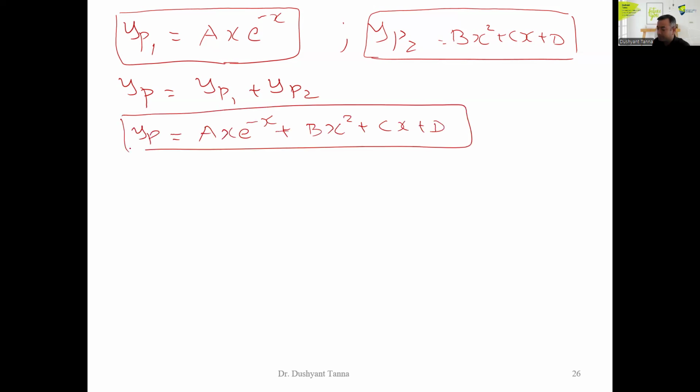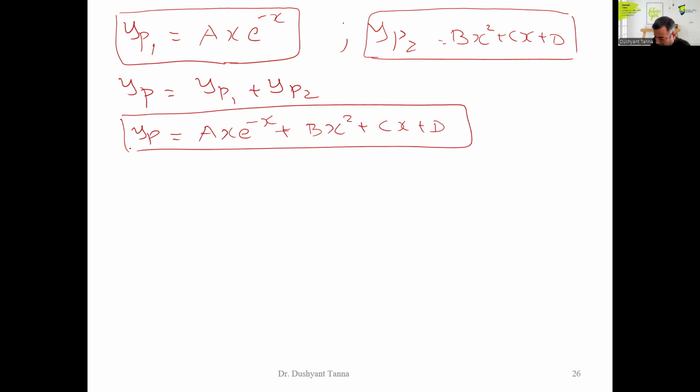Once you got your YP, that's it. This was the only tricky part, that you had two separate forms. If they multiply, one of the forms from the table applies. Since they were in addition, you have to split them up. That's your exponential, one form, that's your polynomial, second form, and combine the YP. Fine, we got YP. What is our next step? YP dash, YP double dash, put it back in the equation, compare the coefficients, you'll get A, B, C, D, everything. And then, from there, you'll have your actual YP.